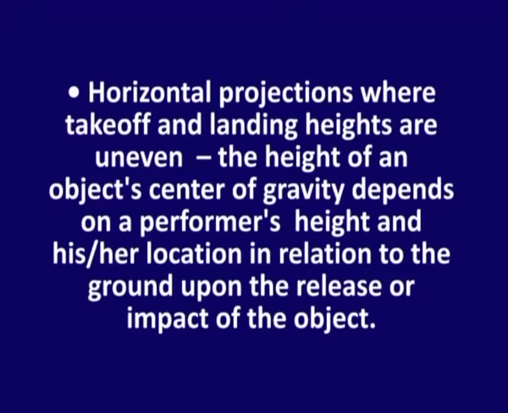The height of an object's center of gravity depends on a performer's height and his or her location in relation to the ground upon the release or impact of the object. The greater the object's travel time forward, the farther the object's distance before landing. Hence, a taller performer has an automatic advantage over a shorter performer who throws with the same projection velocity. In addition, the greater the difference between takeoff and landing heights, the smaller the optimum angle of release, given equal projection velocities.